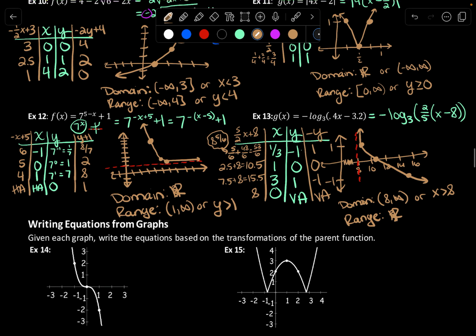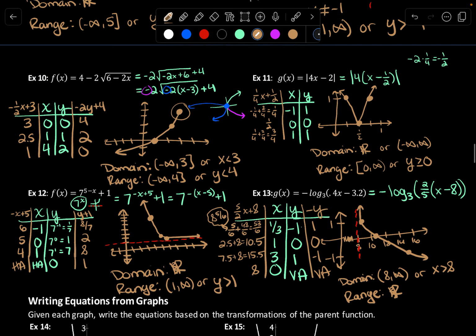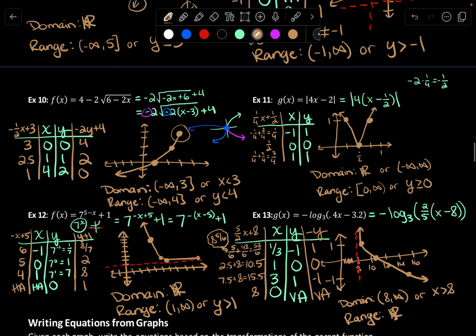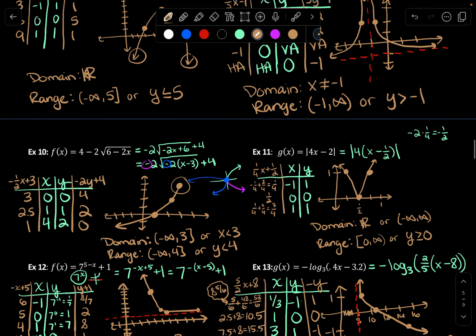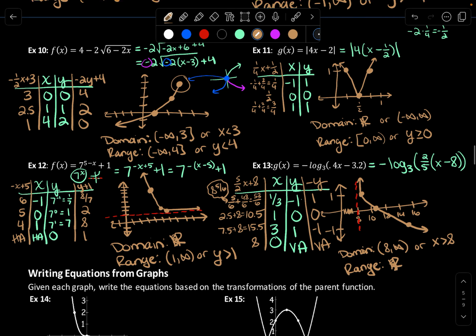All right, so these are all pretty different, but the approach is the same. Rewrite your function so that it matches your transformation map. Figure out the parent function, and then apply the correct transformations, graph it, and then find the domain and the range. All right, thank you. Hope this helps.